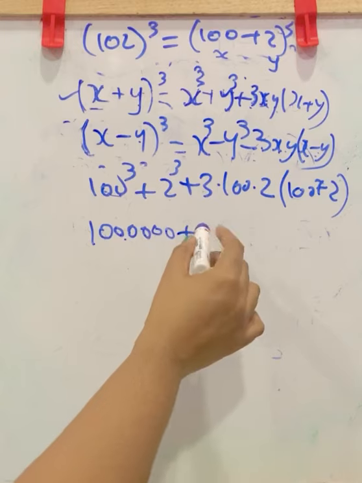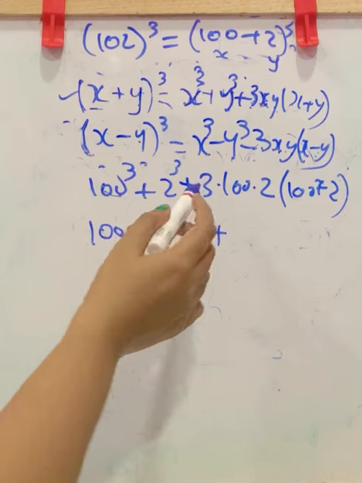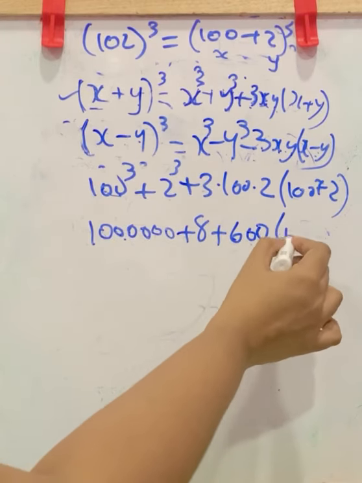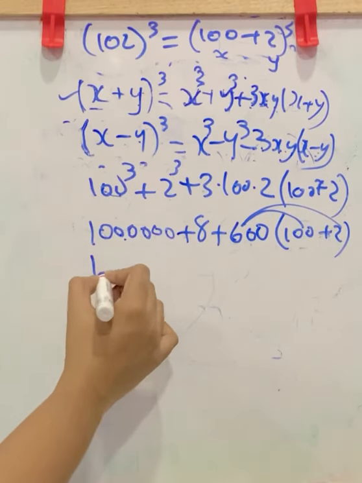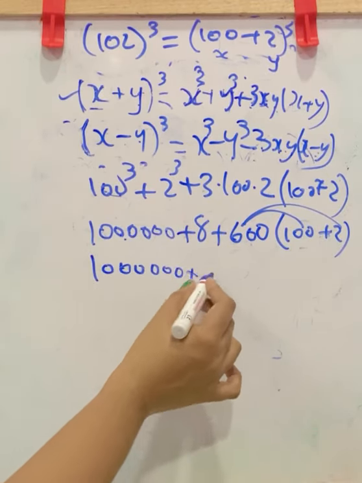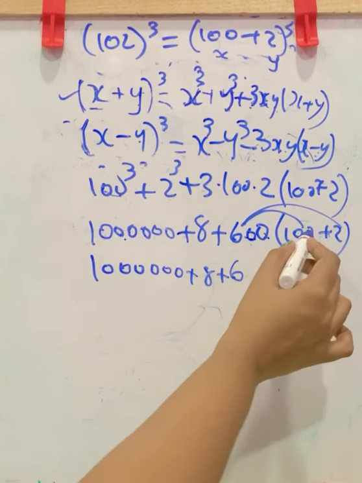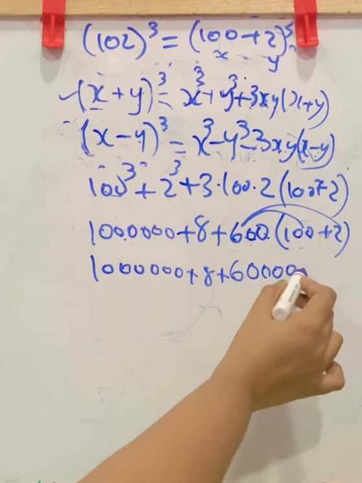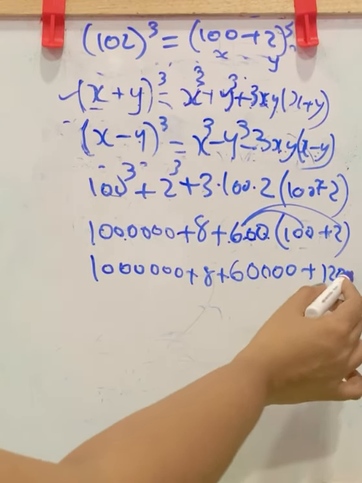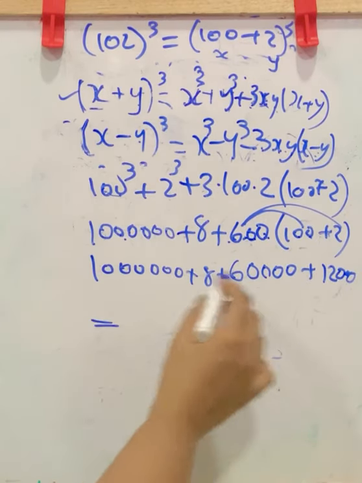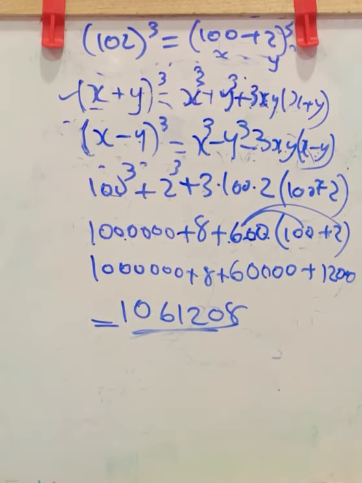Plus 2 cube is 8, plus 3 into 100 into 2, that is 600. Inside the bracket 100 plus 2, you have to distribute. You will get here 1 and 6 zeros plus 8 plus 600 into 100, 6 and 4 zeros, 2 zeros from here, 2 zeros from here, plus 600 into 2, 6 2s are 12 and 2 zeros. Now you can add all these and you will get 1061208. This is the answer.